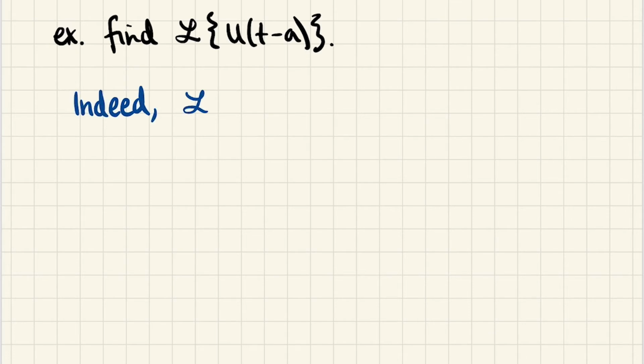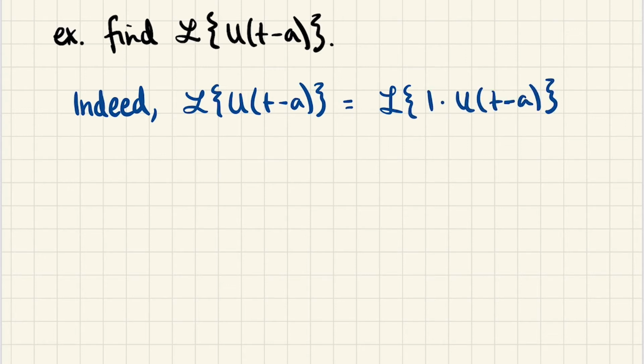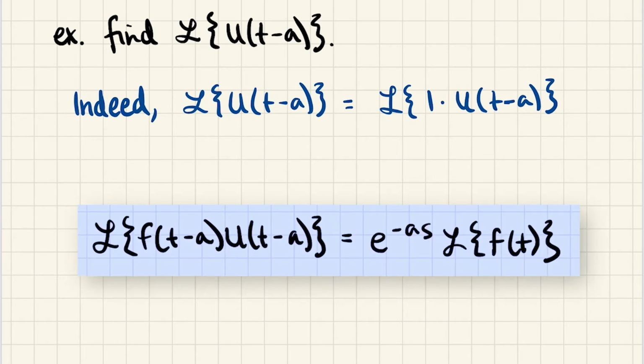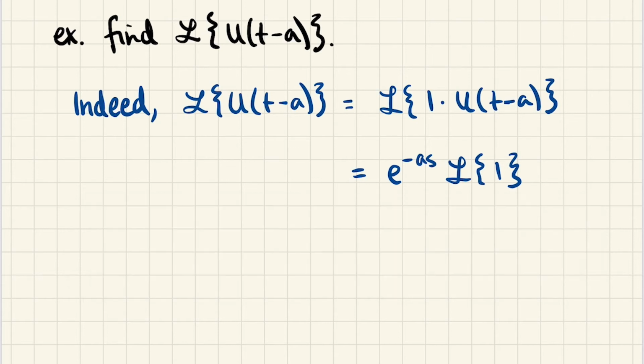So indeed, the Laplace transform of the unit step function is equal to the Laplace transform of 1 times the unit step function. And we're writing it this way so that we can use the second translation theorem. And here we're just going to claim that 1 is our f. So by the second translation theorem, we can see that this is e to the negative as times the Laplace transform of f of t. Well, that would just be the Laplace transform of 1, which we know is 1 over s. So this is equal to e to the negative as divided by s.